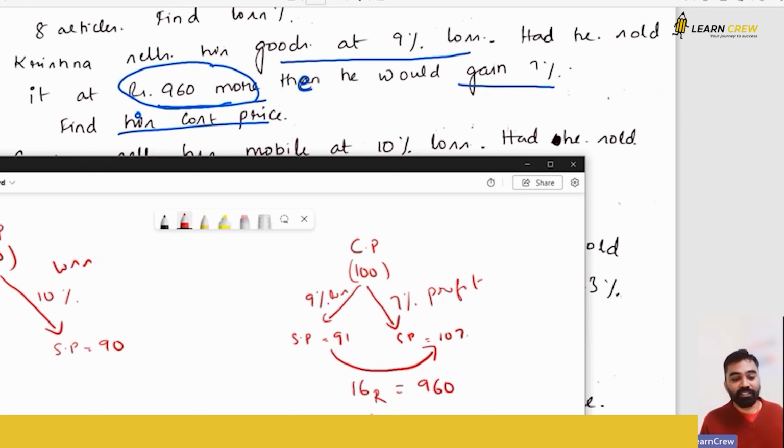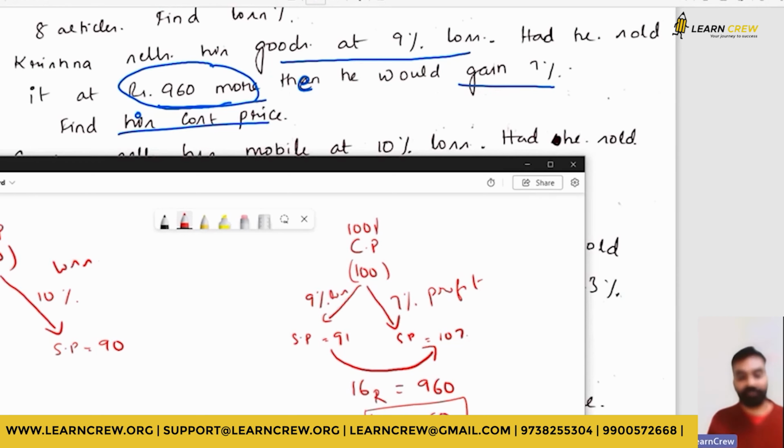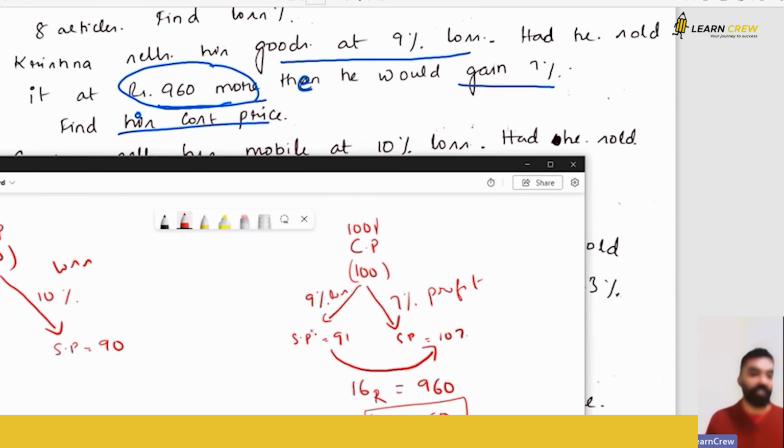Now what is a single ratio? 60. Now they're asking you to find out the cost price. Cost price is nothing but 100% or 100R. So 100R is nothing but 60 into 100, 6,000. Now until this step everyone is clear, right? Until this step all are clear.